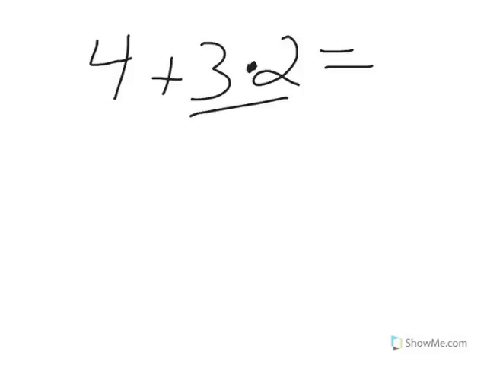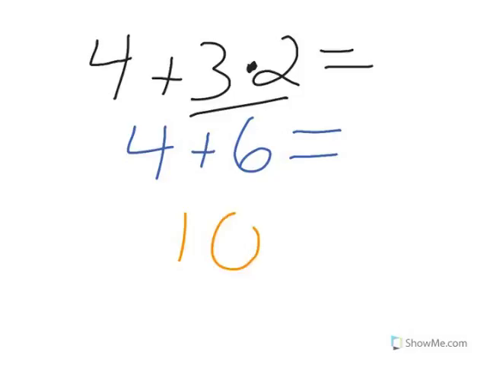So 3 times 2 is going to be 6, but we need to keep the rest of it, so we have 4 plus 6 equals. Now we need to add and subtract from left to right. 4 plus 6 equals 10. And there we go. Our answer is 10. Pretty simple one. Let's go on to a harder one.